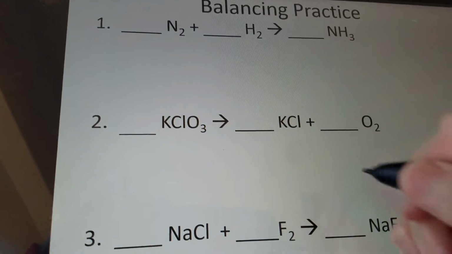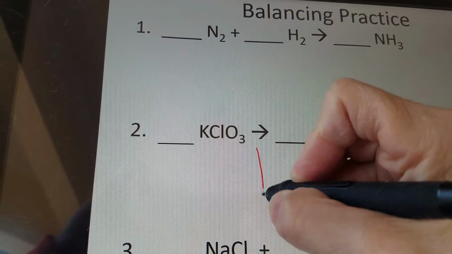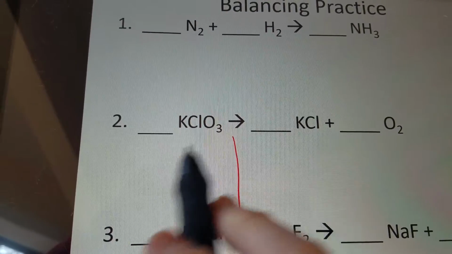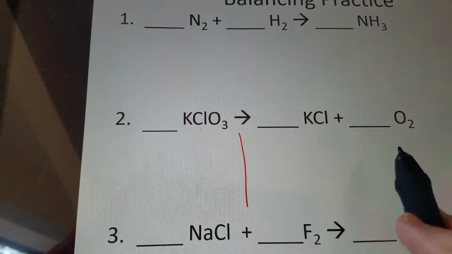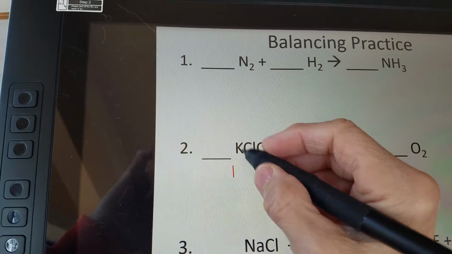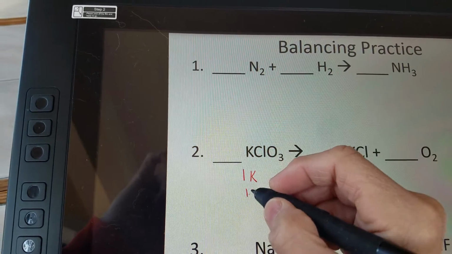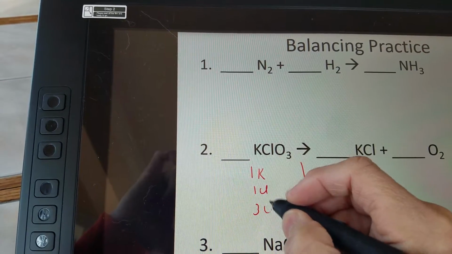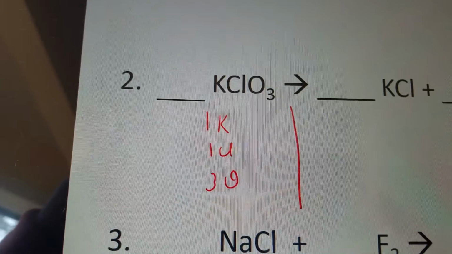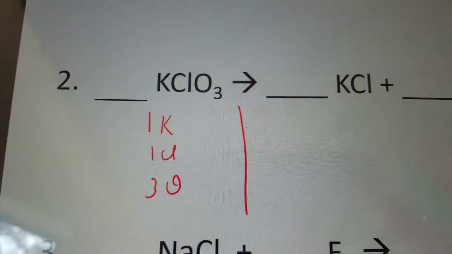Let's look at the number 2 that's on our balancing here. So the first thing you want to do is to draw a line to separate your reactants from your products. In this case, we only have 1 reactant. We have 2 products. And then below each substance, you want to write down what you have. So in this one, I have 1 potassium, I have 1 chlorine, I have 3 oxygens. I always put a little curly Q on my O's so I don't get it mixed up with a 0.